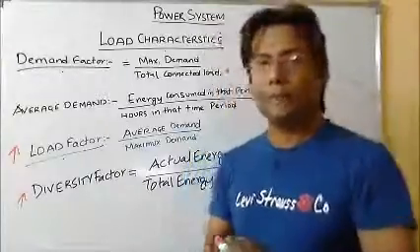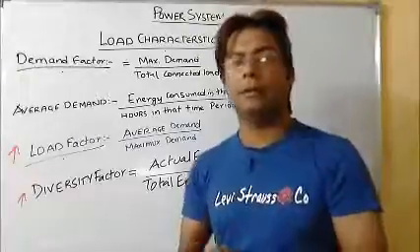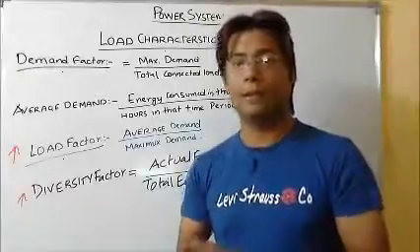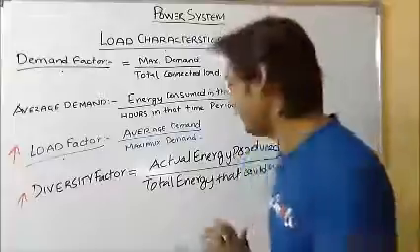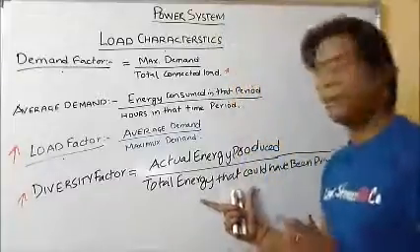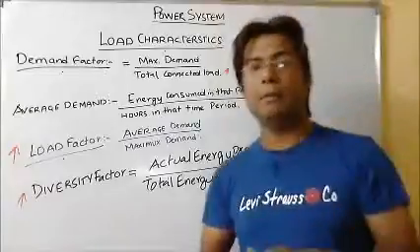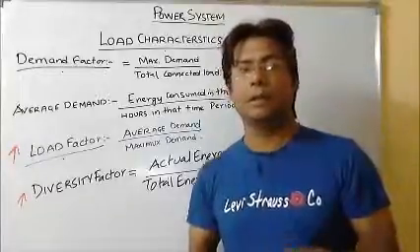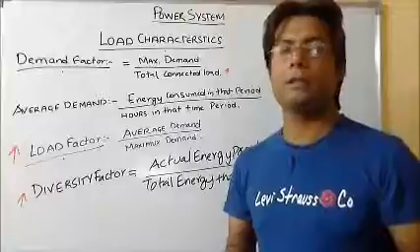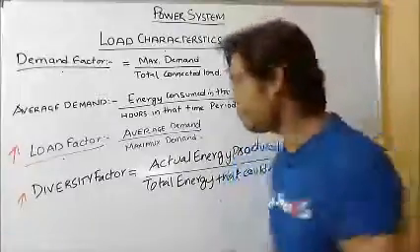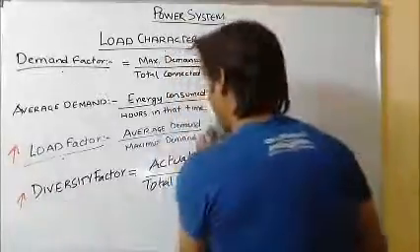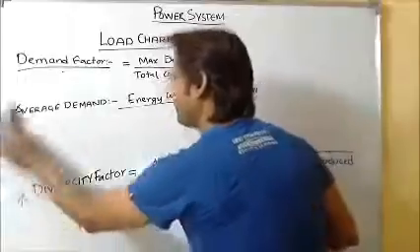One thing in the diversity factor is, what is called the diversity? In a normal understanding, what is called the diversity? We say the actual energy produced upon the total energy that could have been produced doesn't mean much to a person who is new to power systems. So we can have one thing.